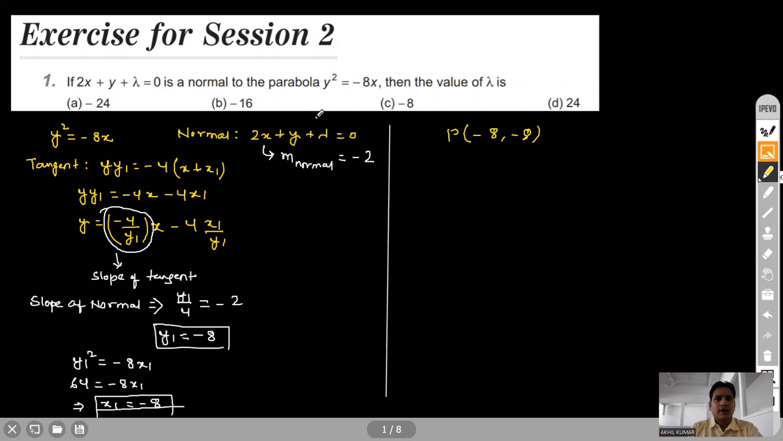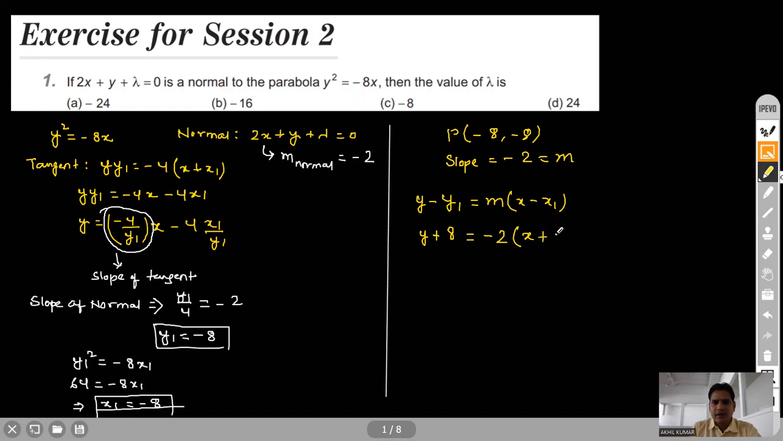So on this point, we have to write the equation of the normal. Anyhow, we know this point through which the normal is passing. And we also know the slope of normal. So slope of normal is what? Slope of normal is nothing but minus 2. So we can write the equation of a straight line. This will be y minus y1 is equal to m into x minus x1. This is our slope. Okay. So y minus y1, minus y1 will be plus 8. Then it will be equal to minus 2 into x minus x1.